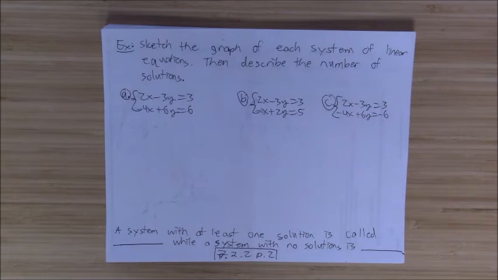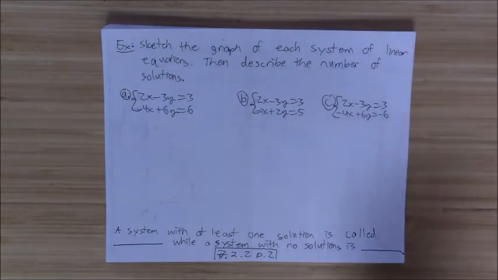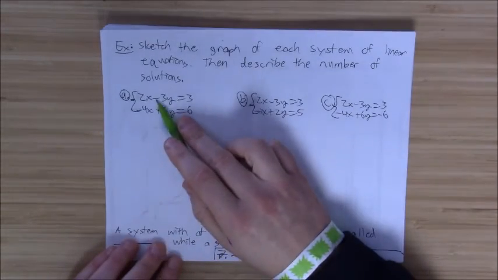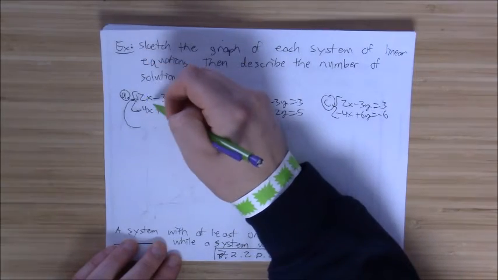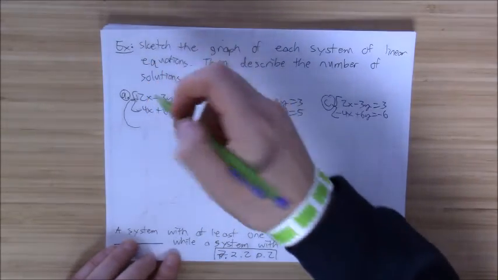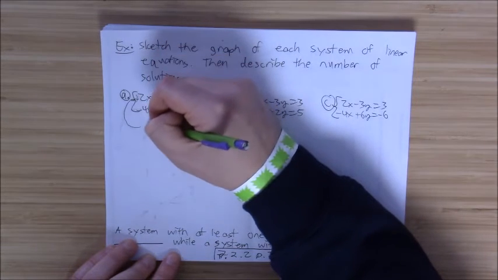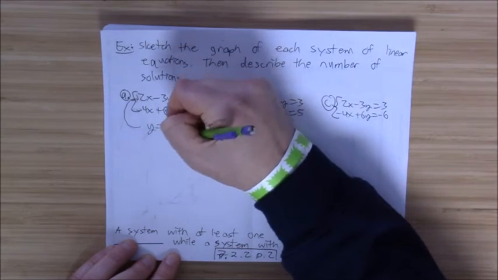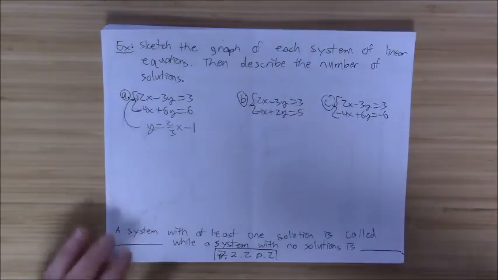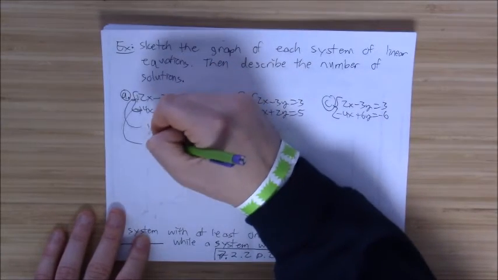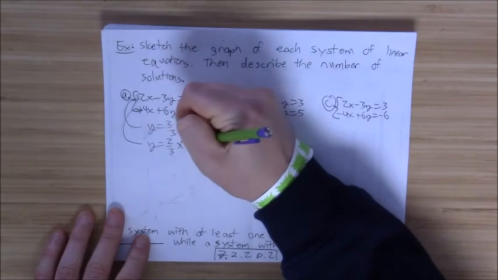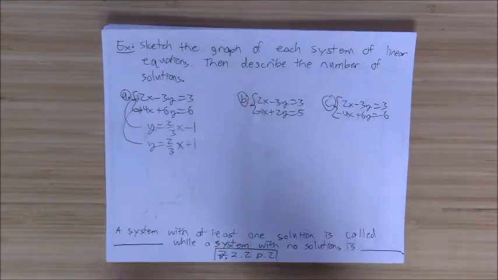So, as an example, let's go ahead and sketch the graph of each of the following systems and see what we can learn about the number of solutions from this. Here, if we solve out for this one, that is going to be the line y equals 2/3 x minus 1. If we solve out this one, however, we end up with y equals 2/3 x, but this time it's going to be plus 1.